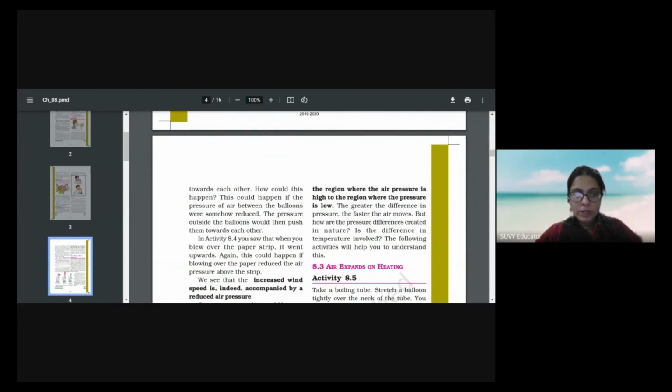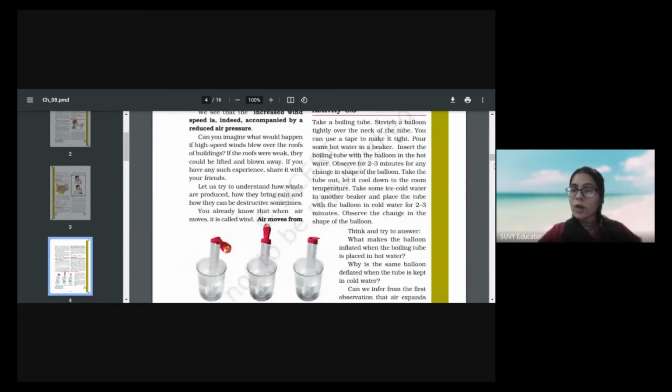See, increased wind speed is indeed accompanied by reduced air pressure. When the wind speed increases, what will happen? There will be air pressure reduction. So air pressure is inversely proportional to the wind speed. When wind speed is high, air pressure will be lower. Okay. So the region where the air pressure is high and the region where the pressure is low. In the area where the wind speed is very high, the air pressure will be low, and where the wind speed is low, the air pressure is very high.